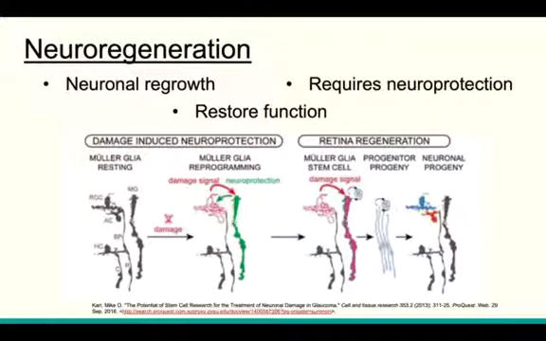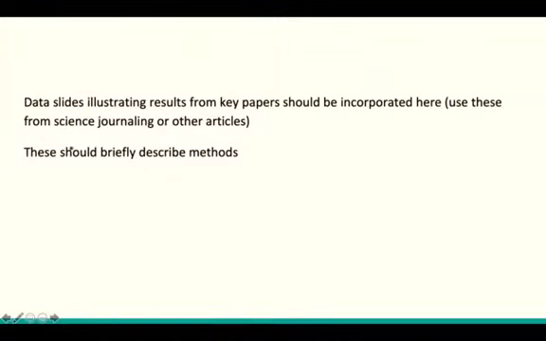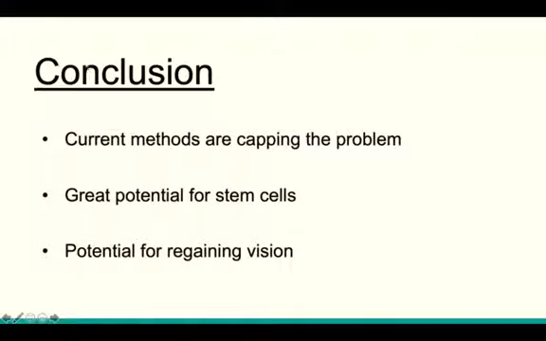Neuroregeneration, if you remember the previous one was neuroprotection, so this is slightly different. And then again, another data slide that would help bring that up. And then conclusions. So what are the current methods, the great potential of stem cells? And so she verbally went through some of those things for the class. So that gives you an idea of the depth that we're looking for in your presentation. So I hope that helps, and we will stop there.